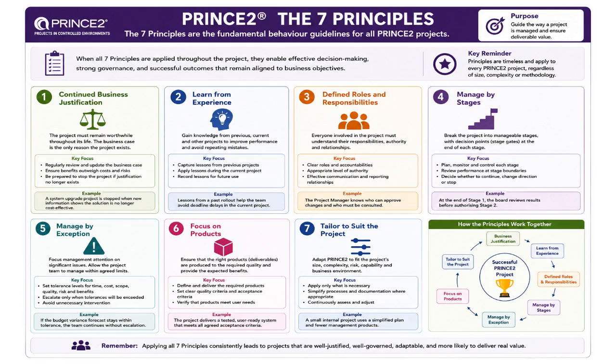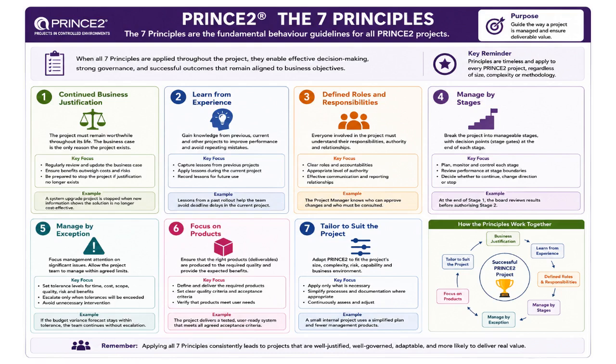The fourth principle is managed by stages. PRINCE2 divides projects into manageable stages with formal review points known as stage boundaries. This staged approach allows organizations to assess performance, risks, business justification, and readiness before authorizing further investment. It improves visibility, control, and strategic oversight throughout the project lifecycle.